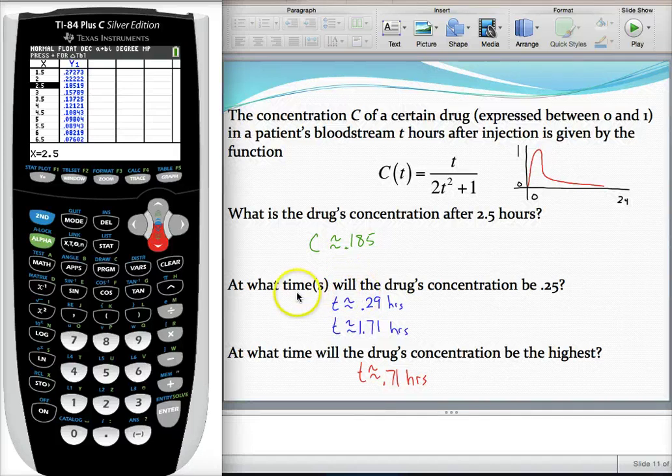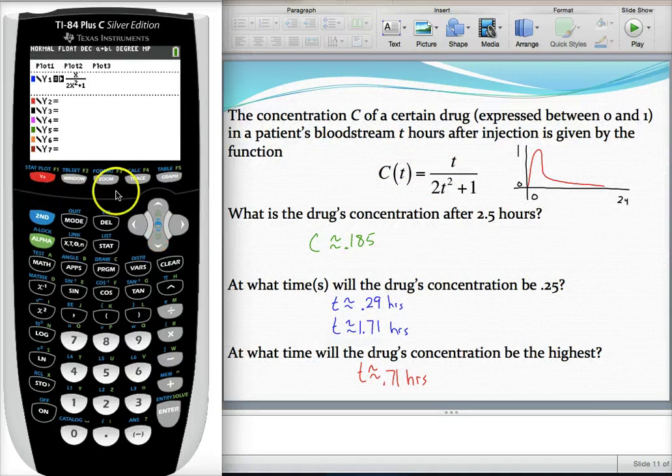Second question actually asks us something different. This time we want to know what times, or time, is the concentration going to be 0.25. Well, this time they're giving me the output. So I can't simply just plug in a number. I mean, it would be a little bit harder of an equation to solve, but here's a really cool way to answer this using your graph.